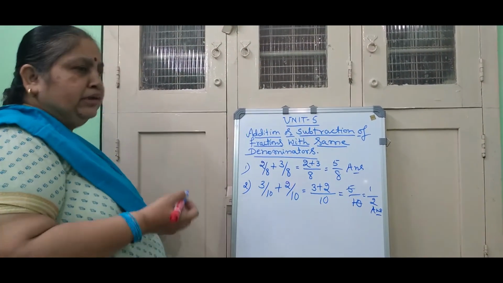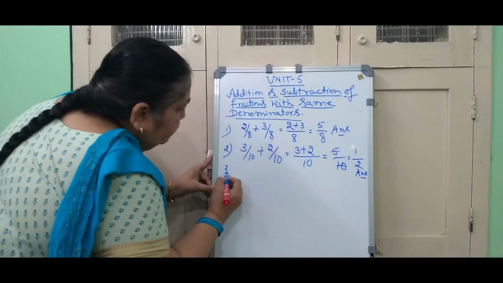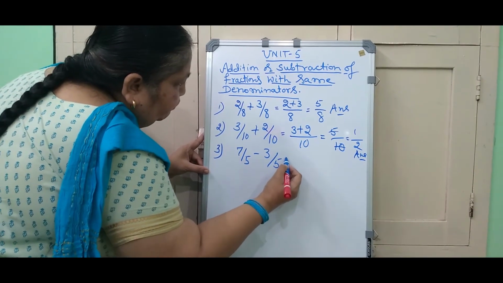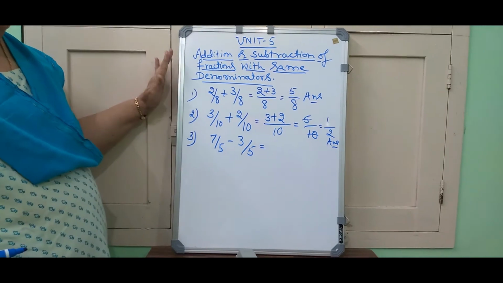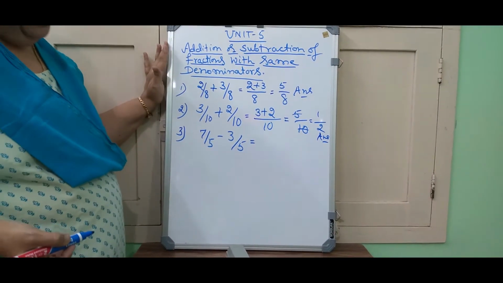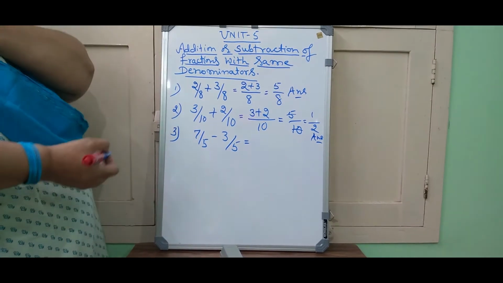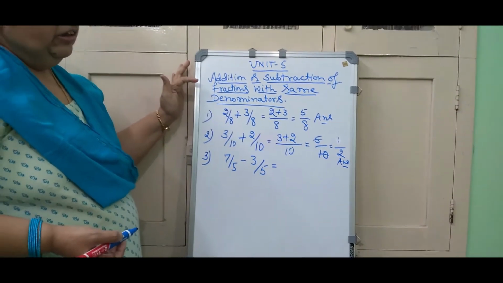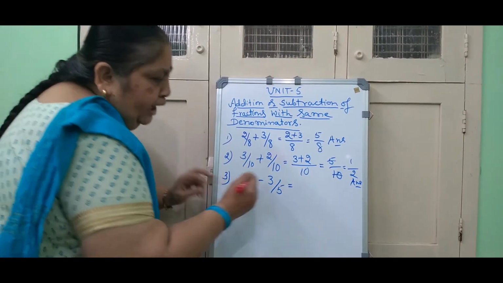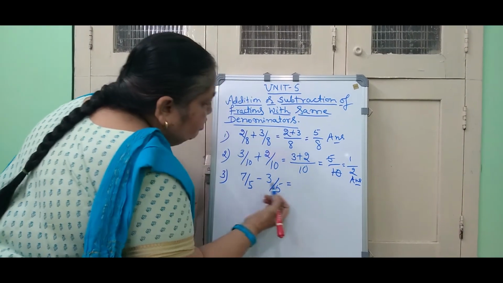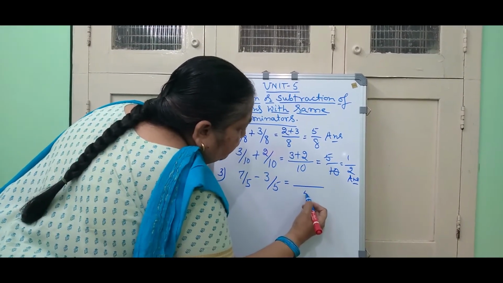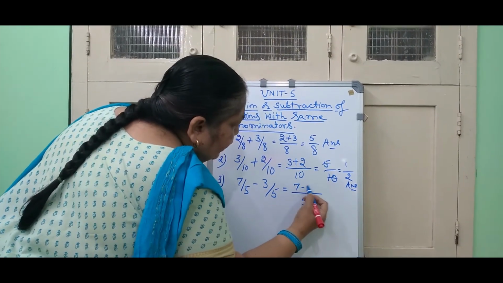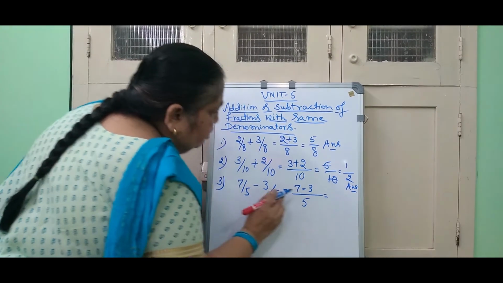Now, let us consider the third example, that is 7 by 5 minus 3 by 5. Now, in the first two examples, I have considered the addition. Next, I am considering the subtraction. I am telling both the addition and the subtraction of fractions with same denominators. Again, if you see here, 5 is the denominator in the third example. And let us again write the numerators together. This will be 7 minus 3.